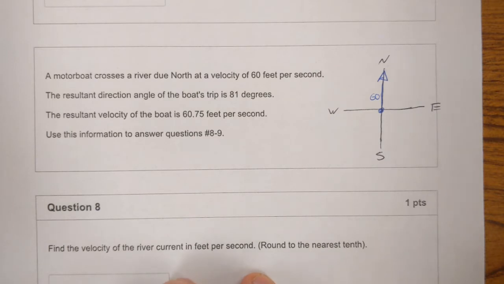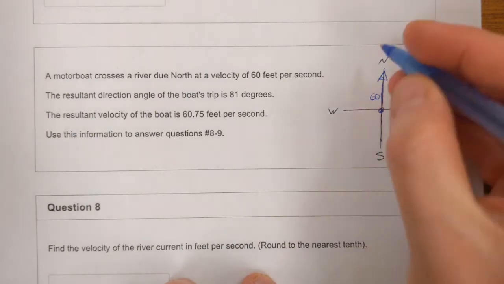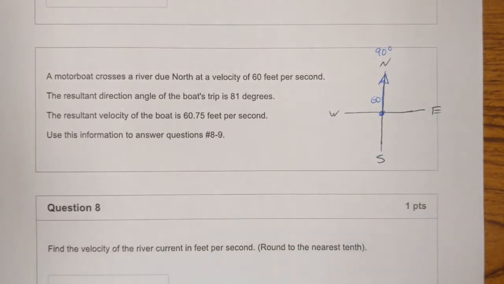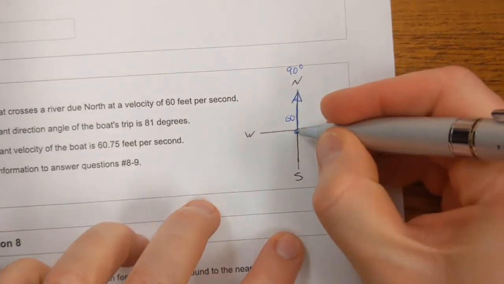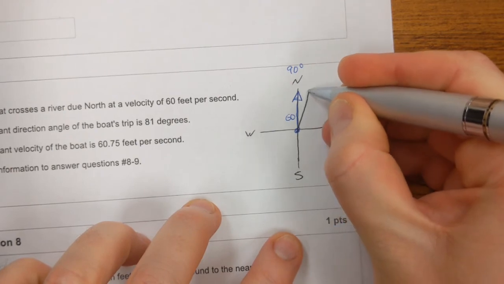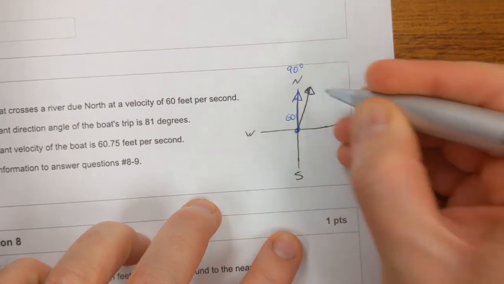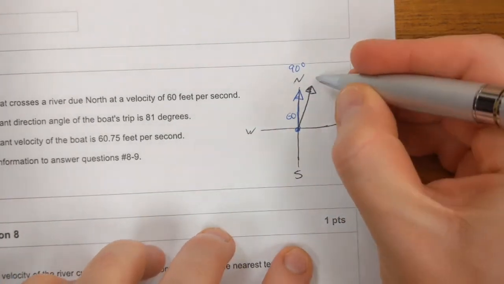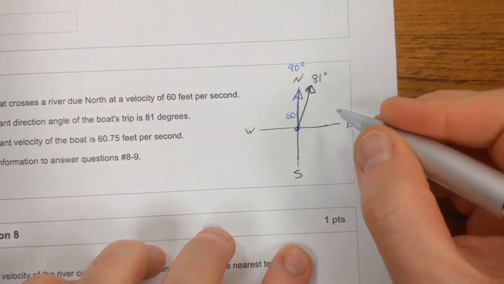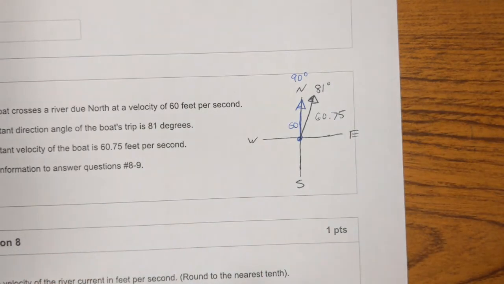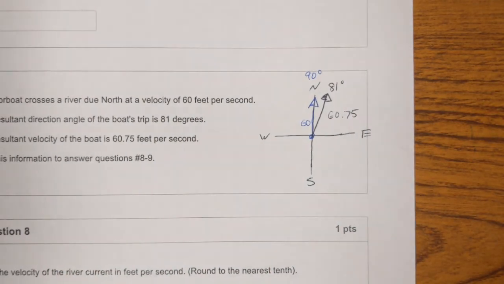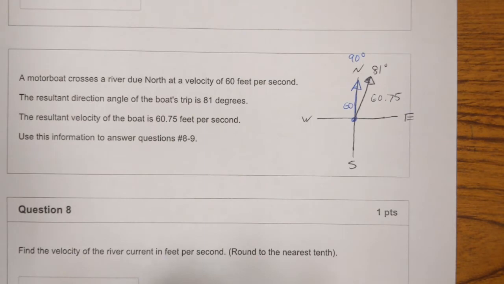Now here it says the resultant velocity of the boat is 81 degrees. All right, so this is 90 degrees. The actual resultant, this is where the boat is headed. The boat is headed straight north. But what actually happens is the boat gets pushed off course a little bit by the current. It goes to 81 degrees, at 60.75.